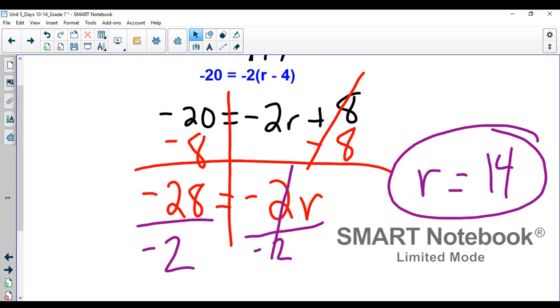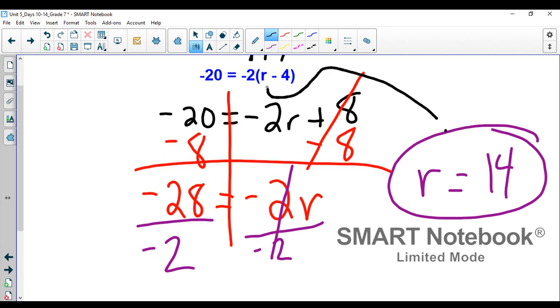Positive 14. If I wanted to check it, I could plug the positive 14 right back into my original equation. I would just, on my calculator, literally type in negative 2 parentheses 14 minus 4, close the parentheses, hit enter, and it will give me negative 20.